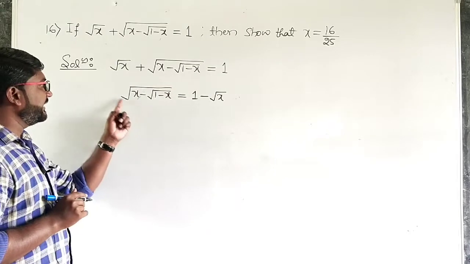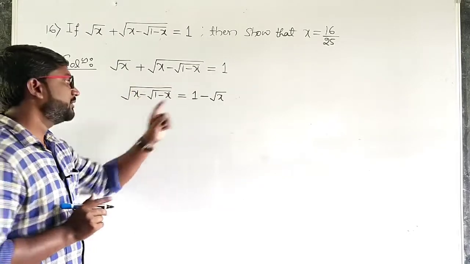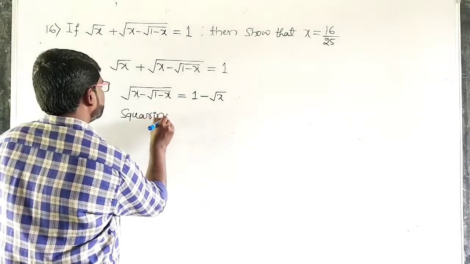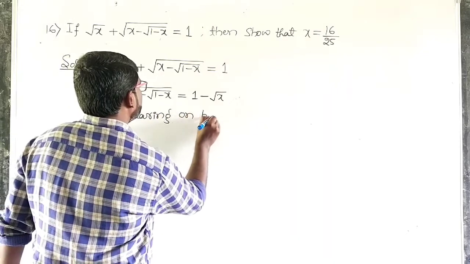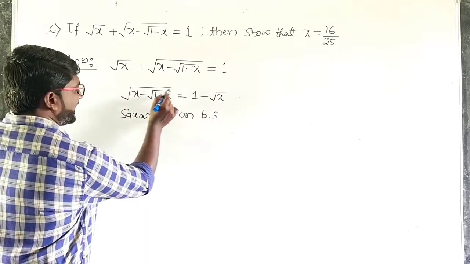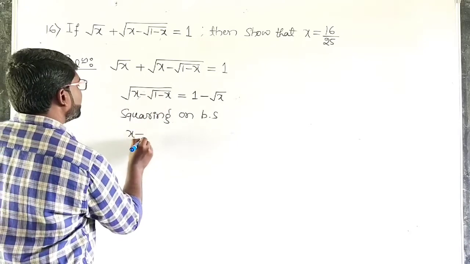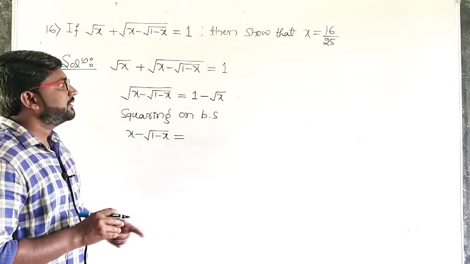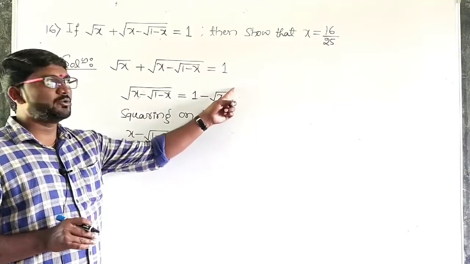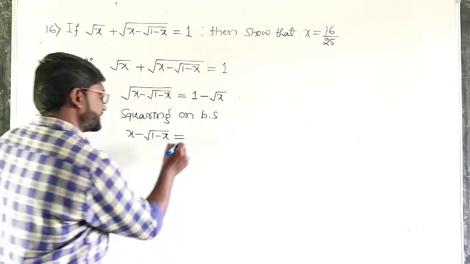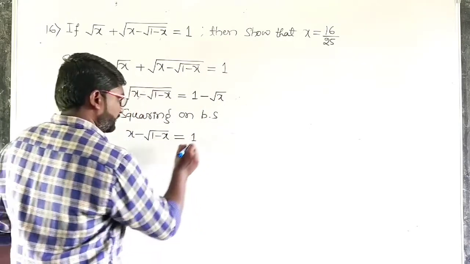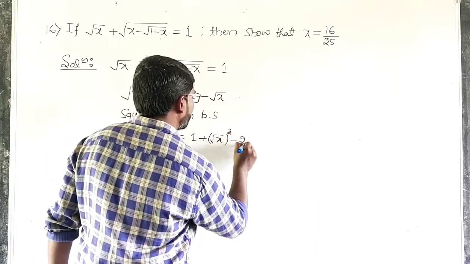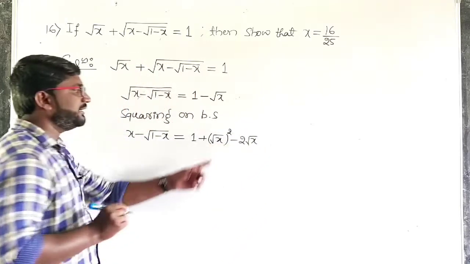So now we have to eliminate this square root. For that we have to square on both the sides. So squaring on both sides. So here square and root will be eliminated. We get only x minus root 1 minus x, which is equal to. So here if we square, it becomes a minus b the whole square. So let us expand that now. A square, that is 1 square, it will be 1, plus b square, root x the whole square, then minus 2ab. 2 into 1 into root x will be 2 root x.